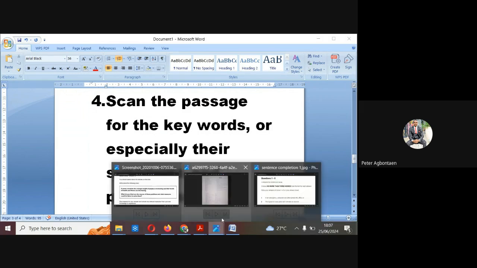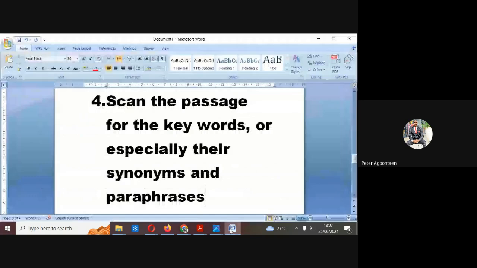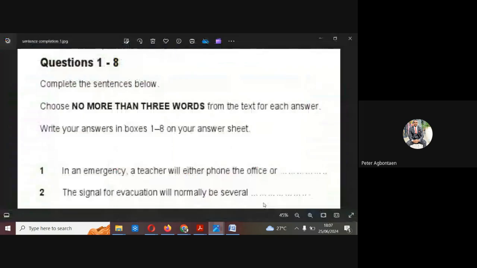Okay, but then the real danger, the real problem, is that these keywords in the question that you underline, you most likely will not come across them in the passage. But instead, what you will come across are the synonyms and paraphrases of these words. So you may not come across emergency in the passage. You may not come across teacher. You may not see phone. You may not see office. What you mostly see in the passage are some other expressions, some other words that mean the same thing as these words. So they are what you come across.